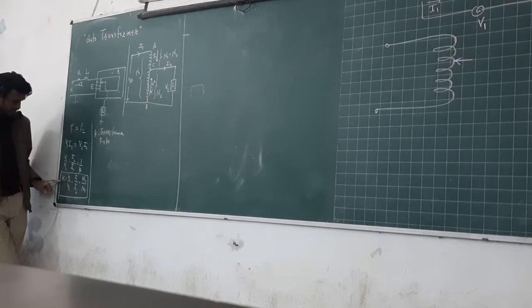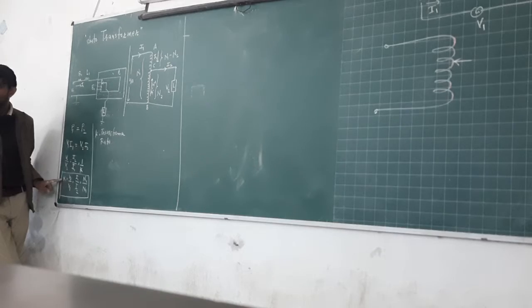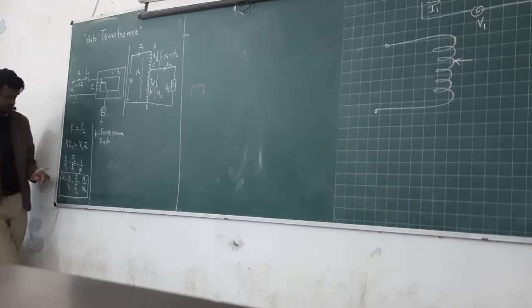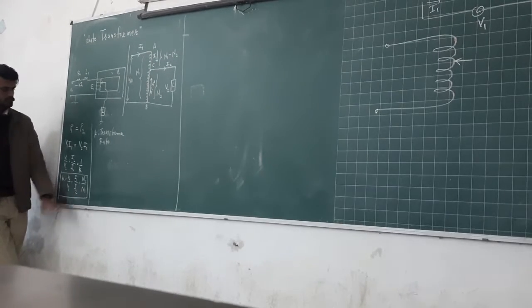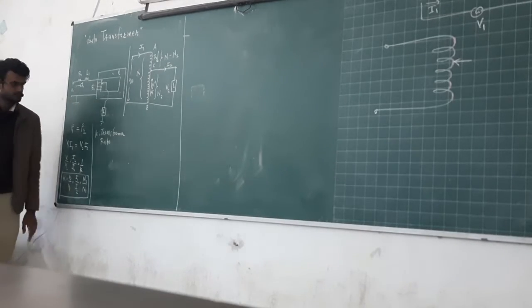Now put 10 here and equate only these terms. Then I1 is equal to 10 I2. So I1 is 10 times high. The primary side current is 10 times high, and here the secondary voltage is 10 times high. So this is the transformation ratio. With the help of K, you can determine all these things.